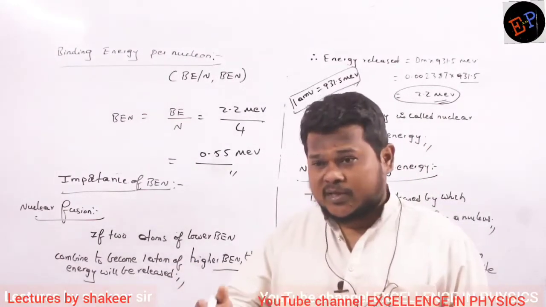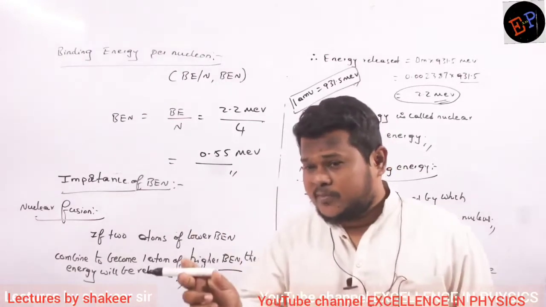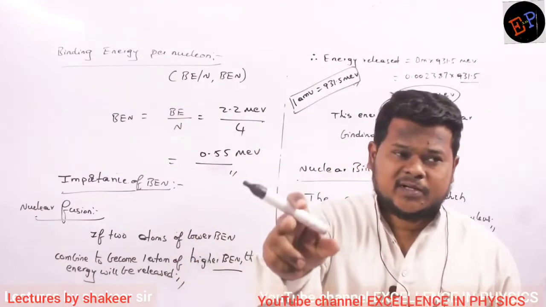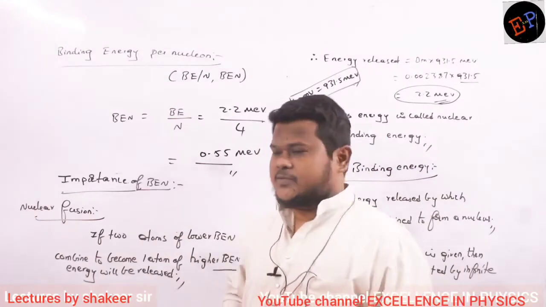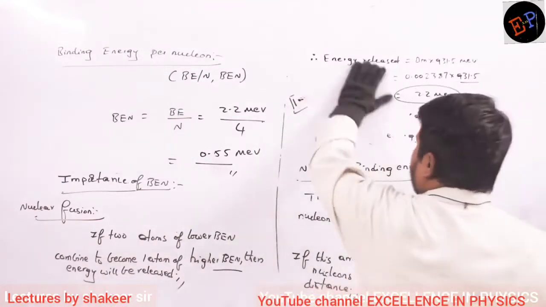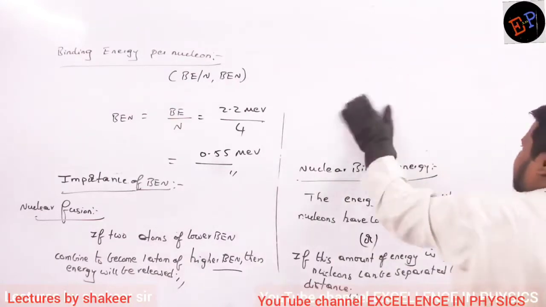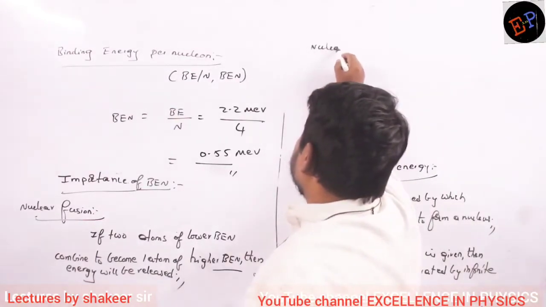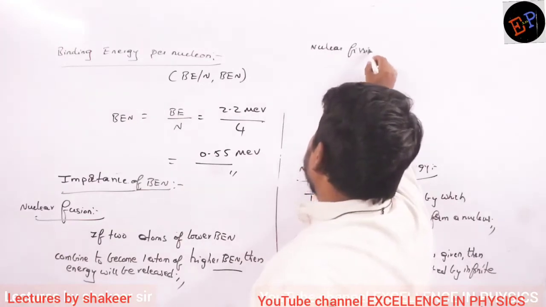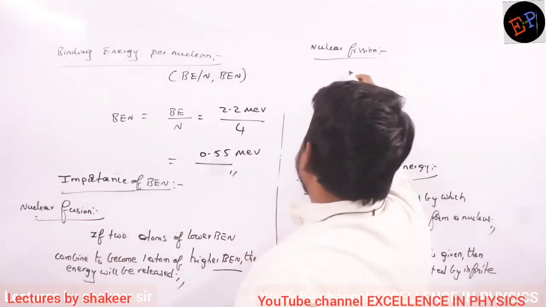So which atoms should combine to become what? Lower BEN atoms should combine to become higher BEN atom. Then energy will be released. Understood now? Then we write nuclear fission. Nuclear fission. Okay? What is nuclear fission?